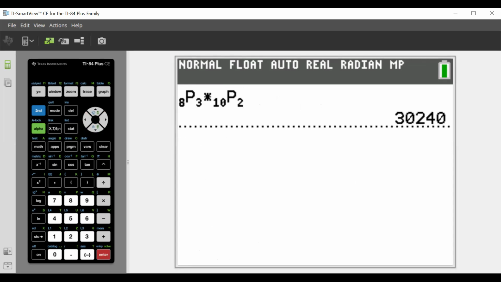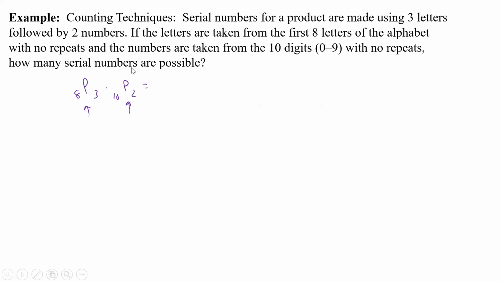So we get 30,240 possible serial numbers where we have three letters followed by two numbers, and it's the first eight letters of the alphabet with no repeats, followed by the 10 digits with no repeats. Okay.